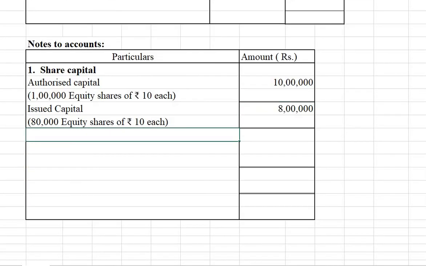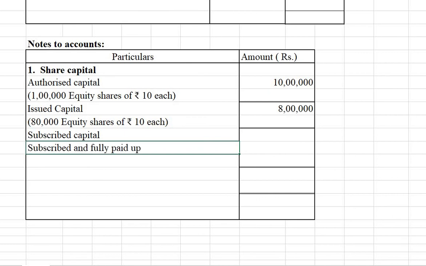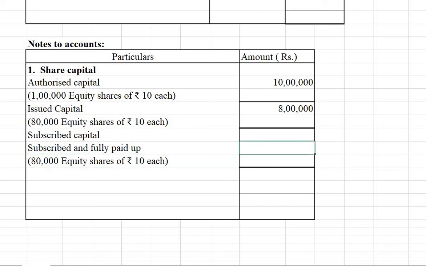Subscribed capital. In subscribed capital, how much is subscribed? If over subscription is fully adjusted or repaid, that need not be mentioned separately. So here all the issued shares are fully subscribed. So we can write subscribed and fully paid up. Subscribed and fully paid up how many? 80,000 shares of rupees 10 each. That is fully subscribed. Okay. So that is regarding share capital.